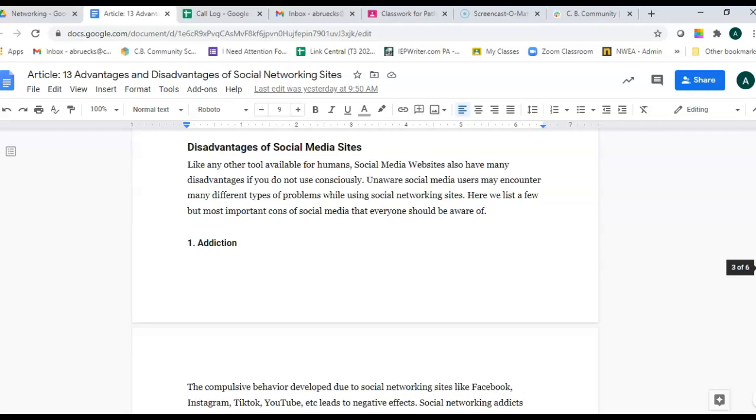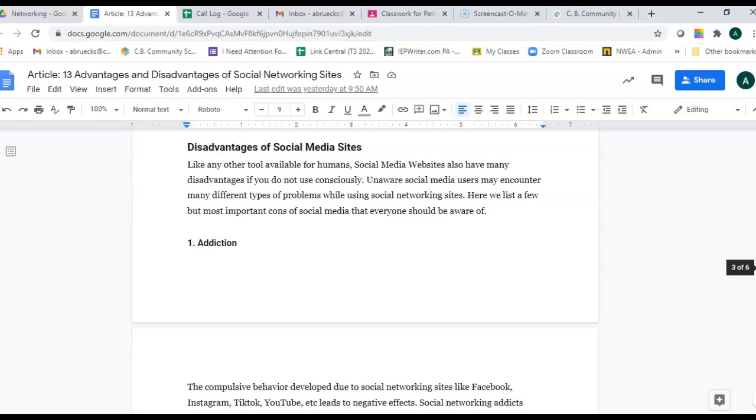Like any other tool available for humans, social media websites also have many disadvantages if you do not use it consciously. Unaware social media users may encounter many different types of problems while using social networking sites. Here we list a few, but most important cons of social media that everyone should be aware of.